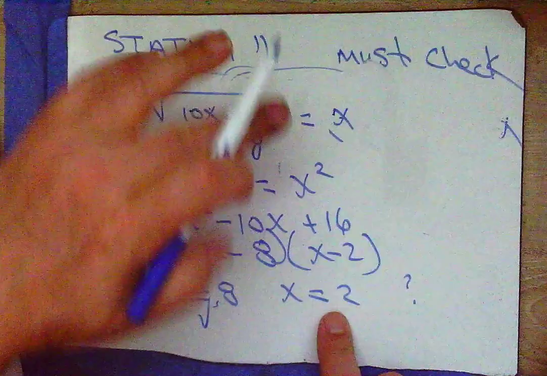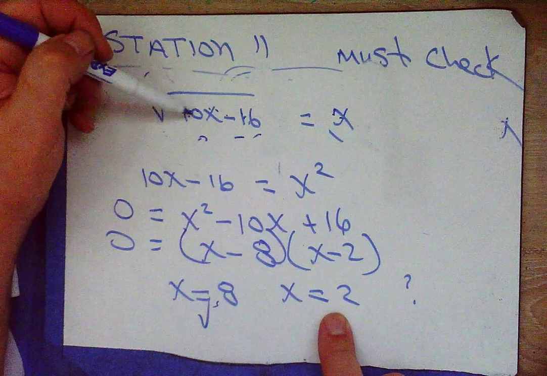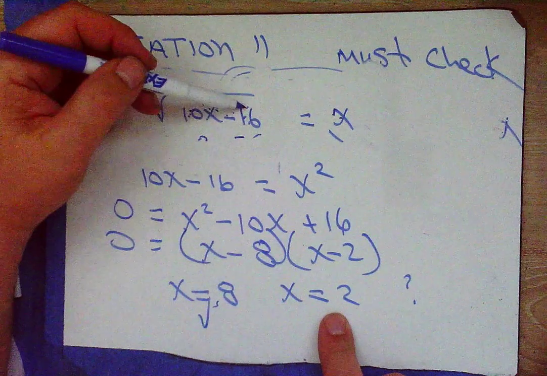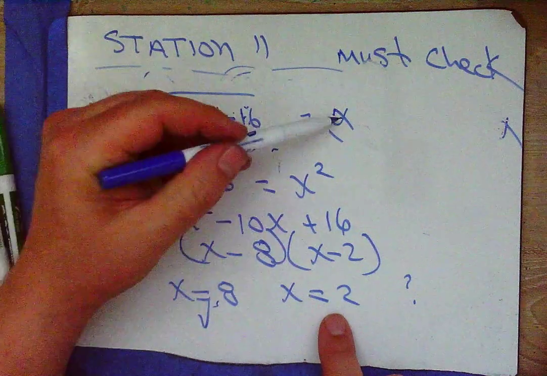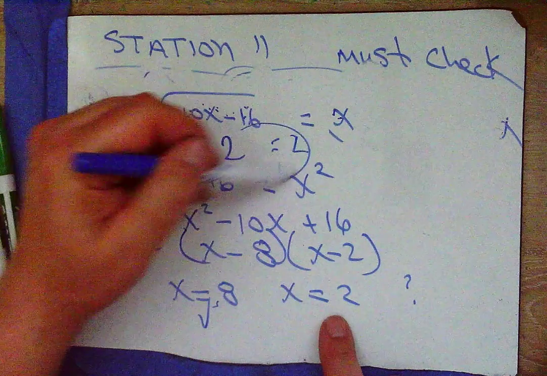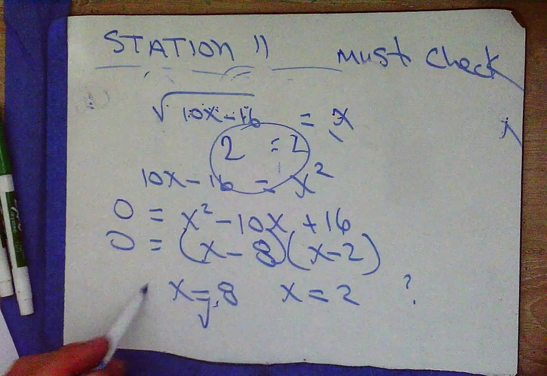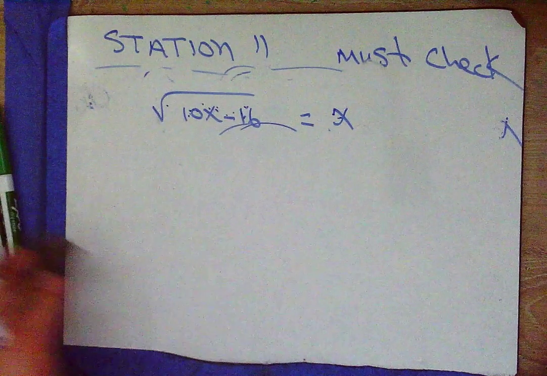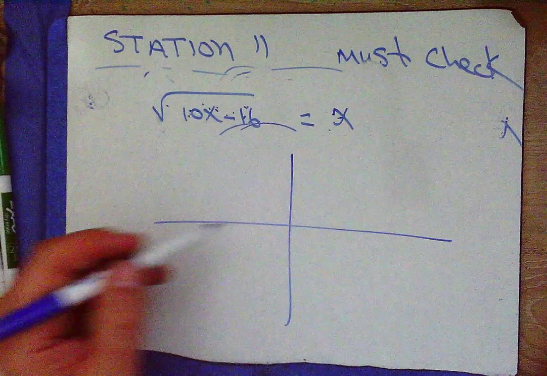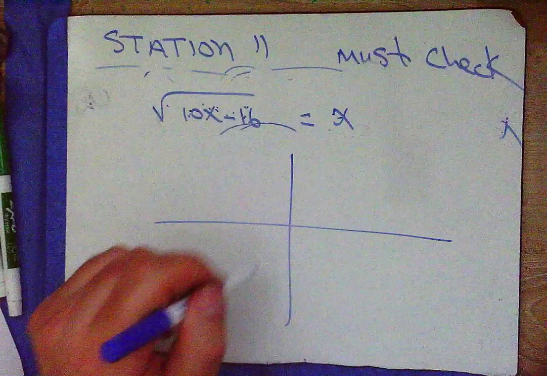What about 2? Well, 2 times 10 is 20. 20 minus 16 is 4. The square root of 4 is 2. And if I plug in 2 over there, yep, that works great. I've got 2 solutions. And graphically, yes, I agree with those 2 solutions because I've got this graph.